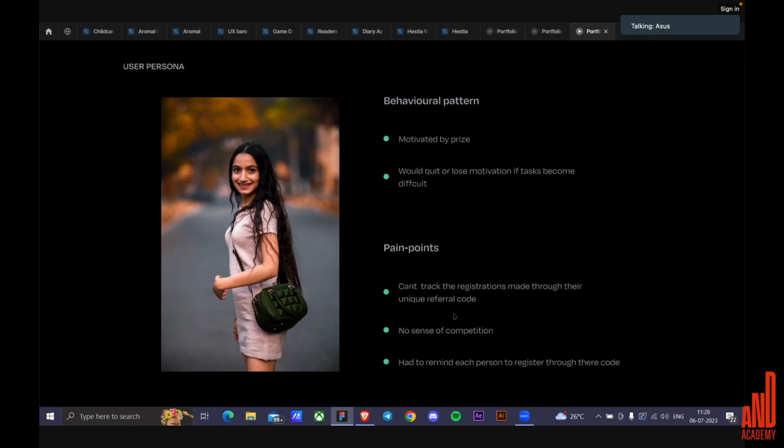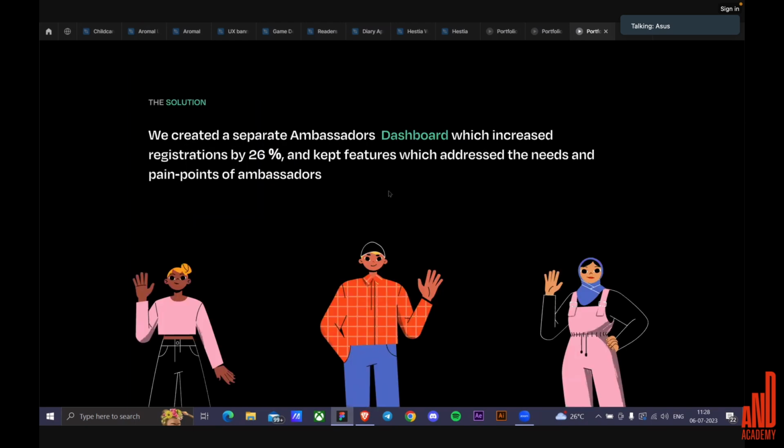These are some of the pain points that I captured. There was a lack of feedback. There was no sense of competition. They had to remind each person to register using the codes. So the solution I had was to create a separate ambassador dashboard which incorporated all of the features and content we were looking for. And this was able to increase registrations through Campus Ambassadors by 26% this year.